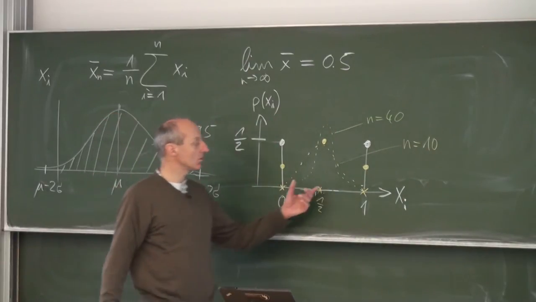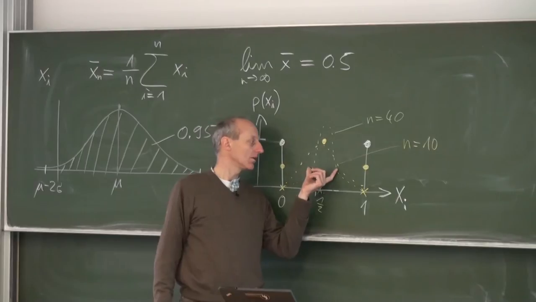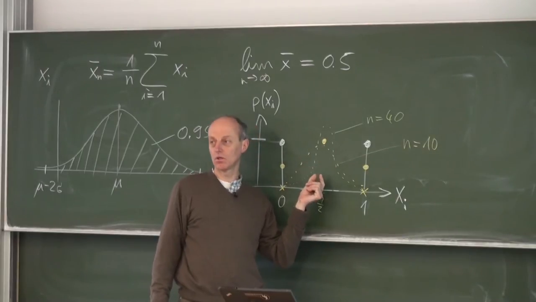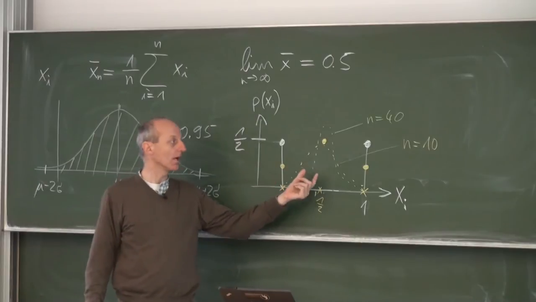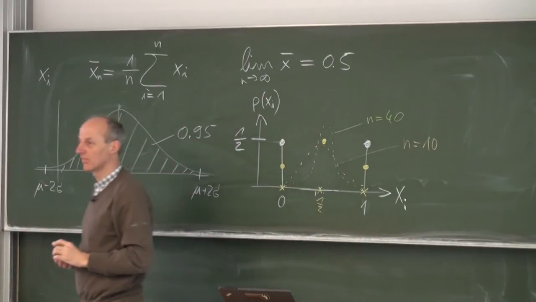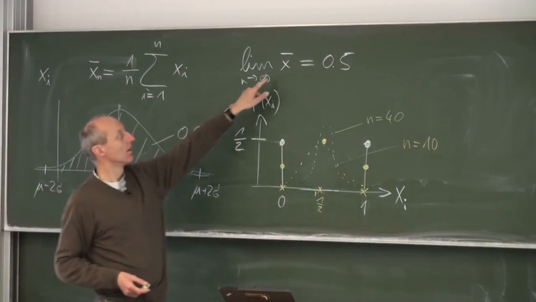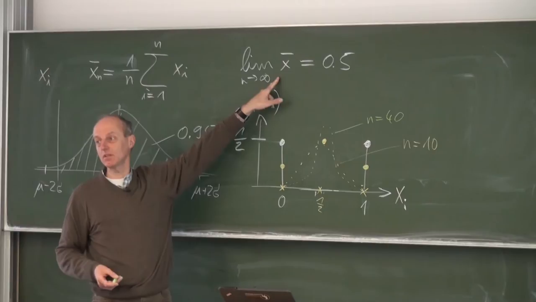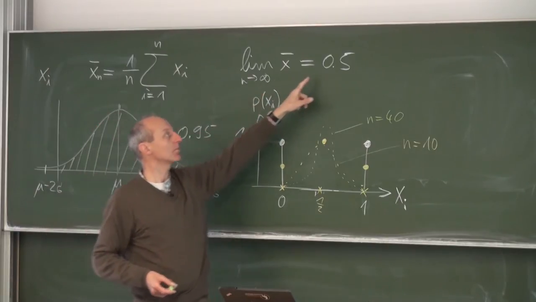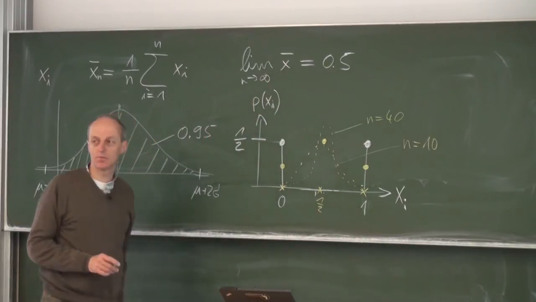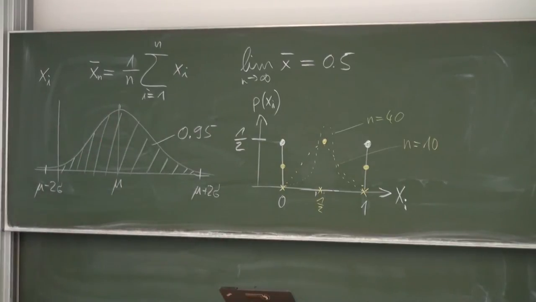So the more n you take, the more narrow our distribution becomes and the higher. But for n equal infinity, would it be a straight line? Yes. And why would it be a straight line? We already talked about this. Look, for n towards infinity, we get 0.5 as the mean of our bits.